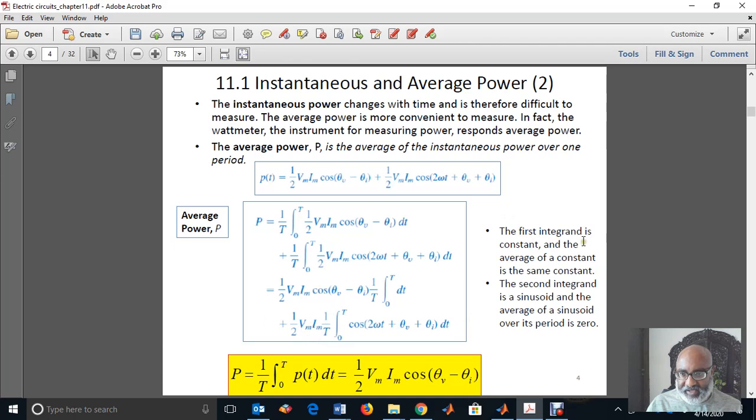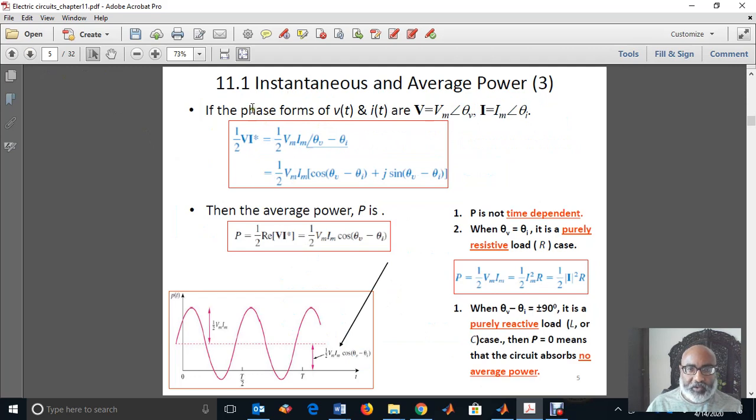The first integrand is constant, and the average of a constant is the same constant. The second integrand is a sinusoid, and the average of a sinusoid over its period is 0, which means the average of the instantaneous power over one period will give me the constant part, which is 1 over 2 Vm Im cos of theta v minus theta I.